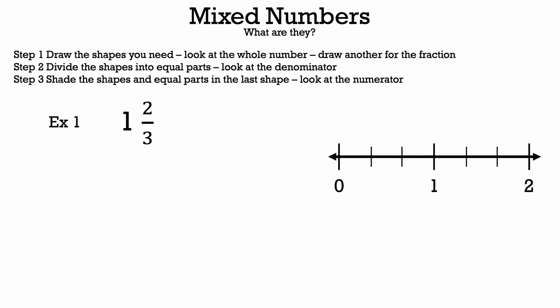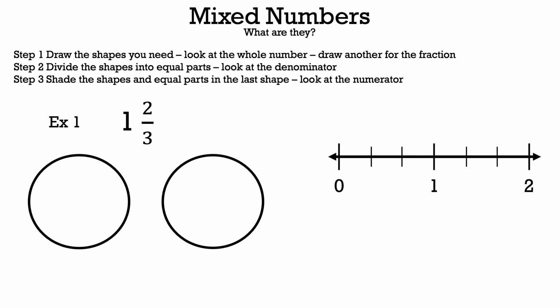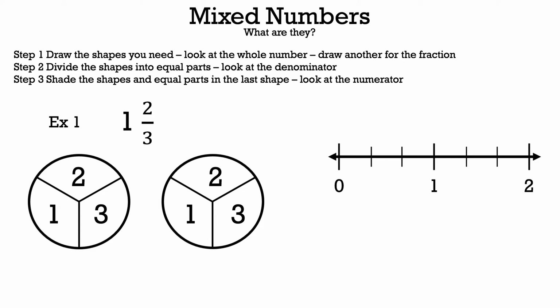So let's take a look at the example 1 and 2/3. We're going to draw two equal shapes. In this particular circumstance, we're drawing circles. You can draw any other shape you want as long as they're equal. Two, 1 for the whole number and 1 for the fraction. And now we're going to divide it into equal parts, 3 in this case because of the 3 in the denominator of the fraction 2/3.